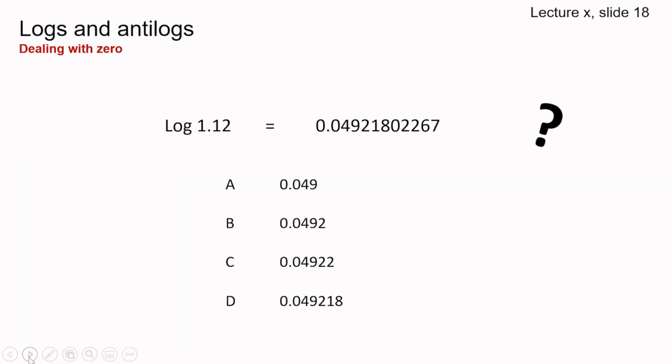Okay, so let's test your knowledge. The logarithm of 1.12 is on your calculator 0.04921802267. Which one of these, A, B, C, or D, is the correct way to write that logarithm? Pause the video and give it a try or get a guess.